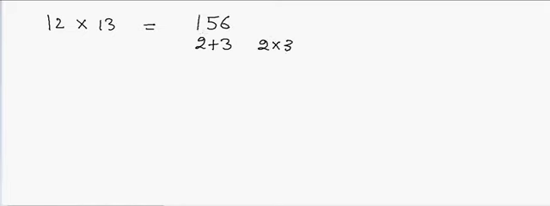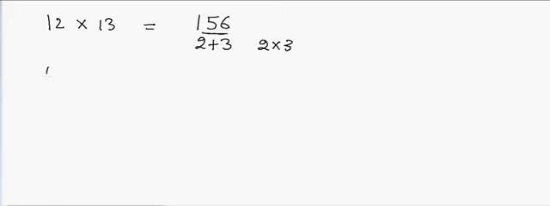We'll have another trick which can be used for faster calculation. Here we are talking about multiplying two numbers which are less than 20. For example, if I have to multiply 12 and 13, in this case what I'll do is, first I'll say 2 plus 3, which is 5, and then I'll multiply 2 and 3, which is 6. The answer will be equal to 156.